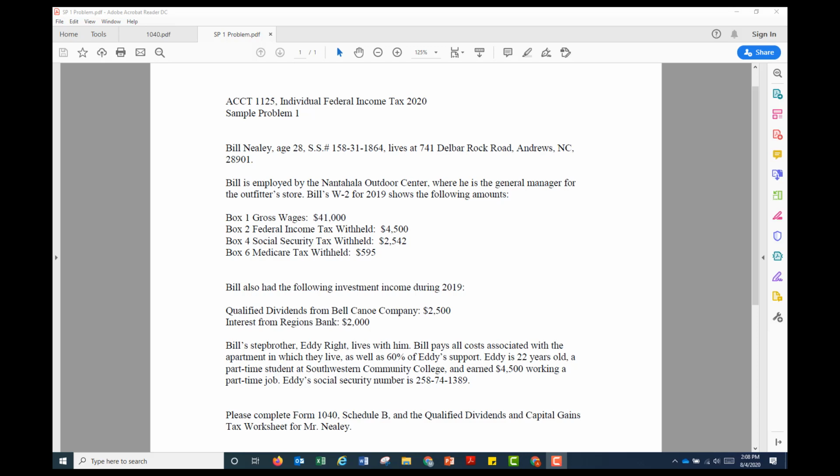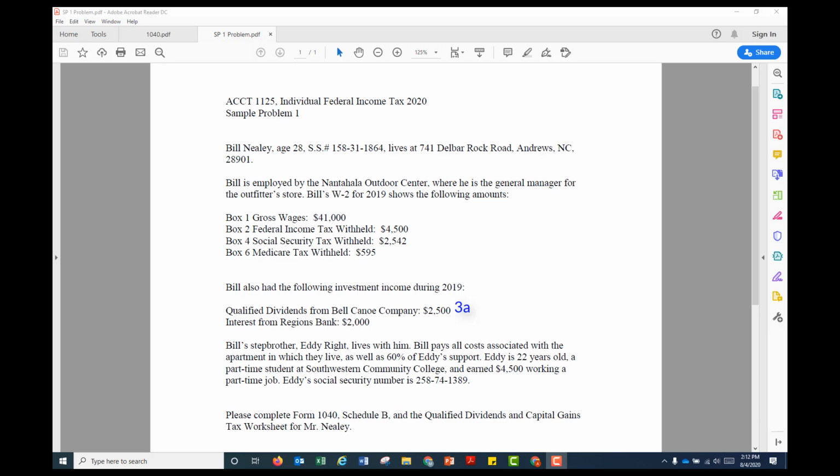Continuing on, Bill also had the following investment income during the year. Qualified dividends from Bell Canoe Company, $2,500. Interest from Regions Bank, $2,000. These are income, and income again goes in the first section of Form 1040 from lines 1 through 7A. Where would this go? Qualified dividend goes on line 3A, so let's note that.